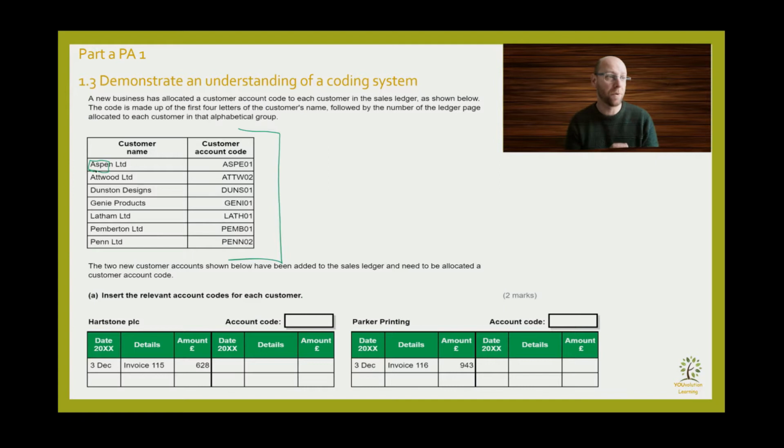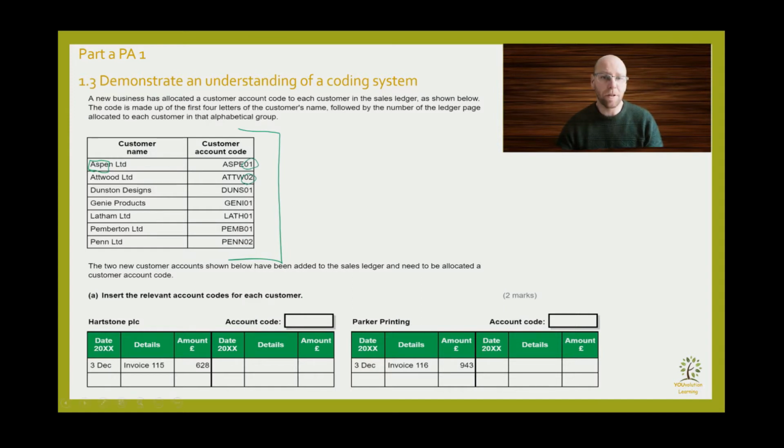So for example, you can see here we've got Aspen Limited, so that's ASPE, the first 4 letters of its account name, and then 01, which is the first page, because that's the first customer with A. Then we've got Atwood Limited, the second customer with A, so that's the second page in our ledger. And their account code is ATTW02. So again, the first 4 letters of their account name, and then because it's the second A, it's 02.